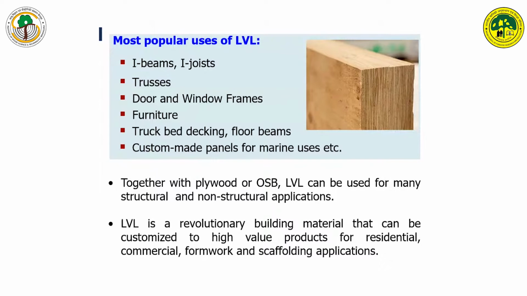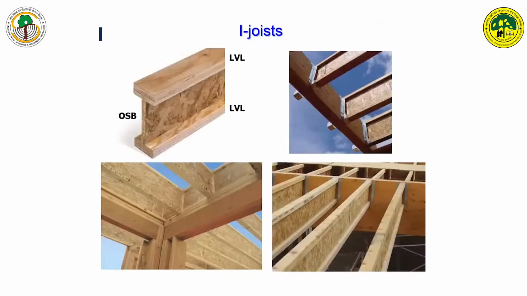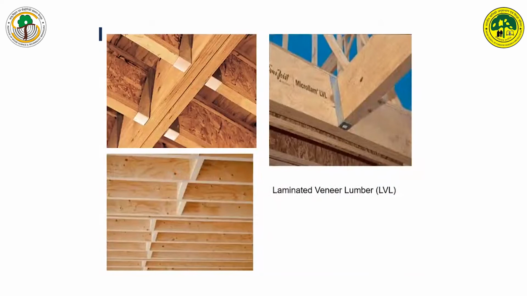along with OSB or plywood, they can be used as an I-beam or I-joist. So here you can see the picture of an I-joist used for pre-flooring applications and even for roofing applications, where LVL is used as a flange and OSB is used as a web for making the I-joist. This is the picture of an I-joist where LVL is being used along with plywood or with the help of OSB, and there are plenty of applications of these LVLs.